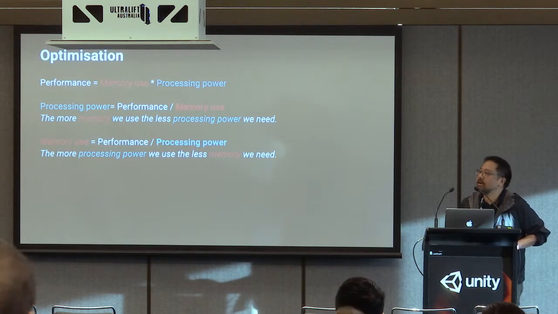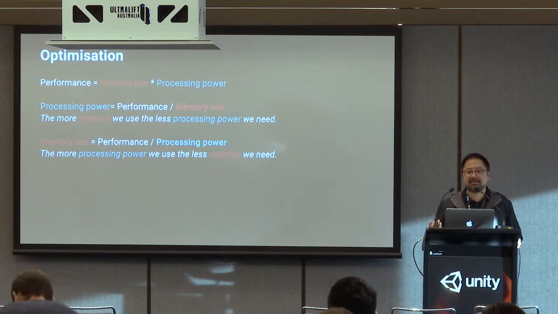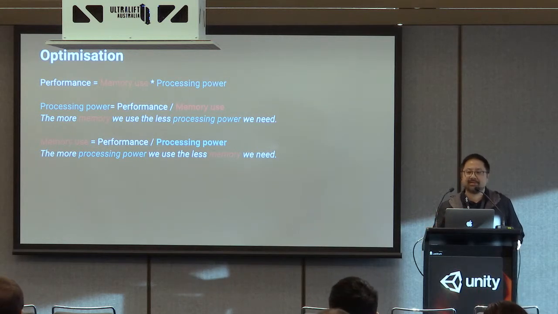Before we start, I want to talk a bit about optimization. This is how I think of it in my head. The amount of memory you use times how much CPU or GPU you use gives you performance. If you rewrite that equation, the more memory you throw at something, the less processing power you need, and vice versa, the more processing power you use, the less memory you need.